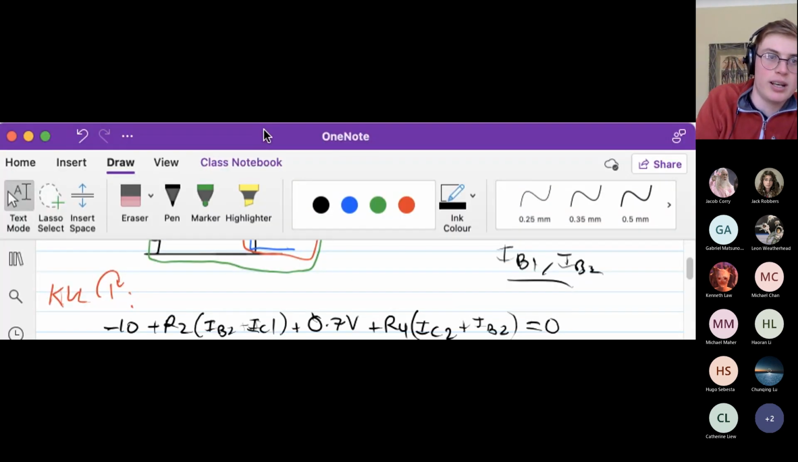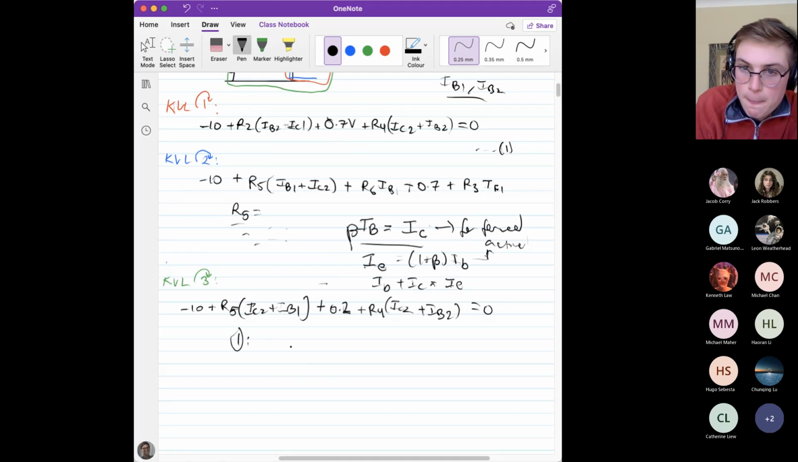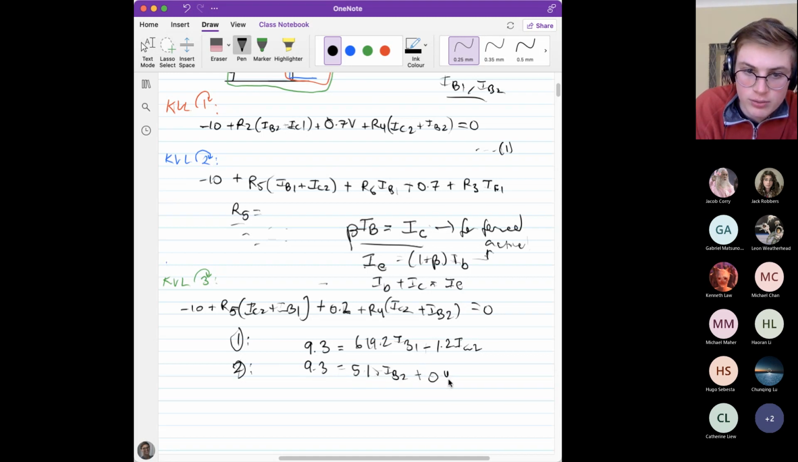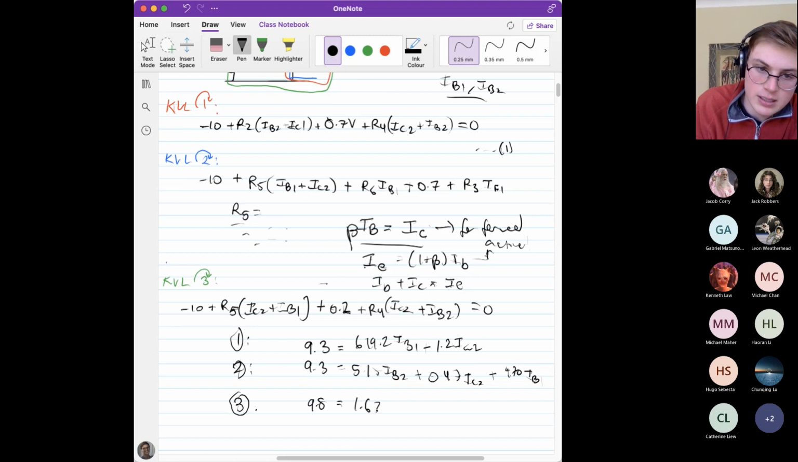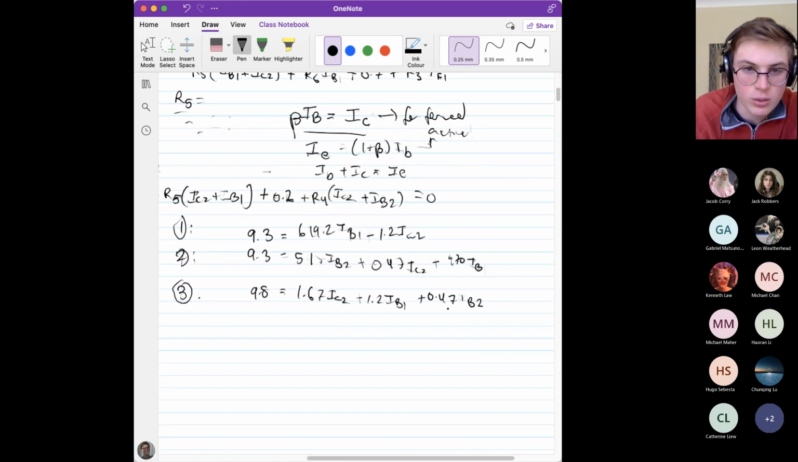Essentially, let's rewrite equation 1 as 9.3 is 649.2 IB1 plus 1.2 IC2, and then equation 2 is 9.3 is 5.17 IB2 plus 0.47 IC2 plus 470 IB1, and then equation 3 is given by 9.8 is equal to 1.67 IC2 plus 1.2 IB1 plus 0.47 IB2. Okay, so we've got three unknowns, three equations.